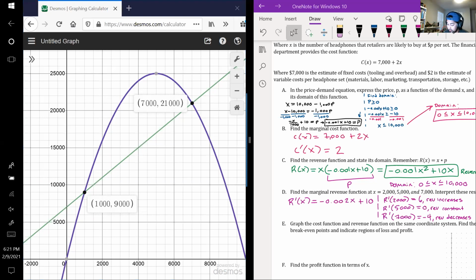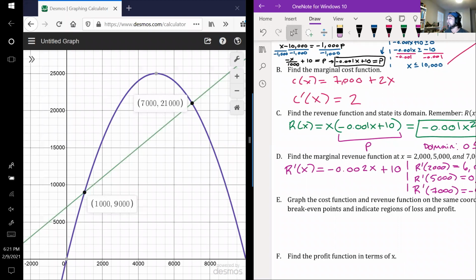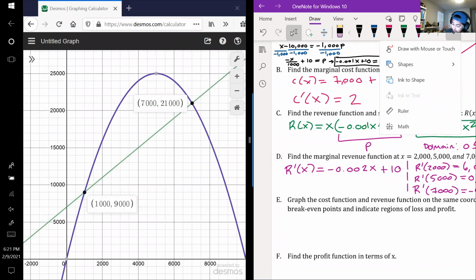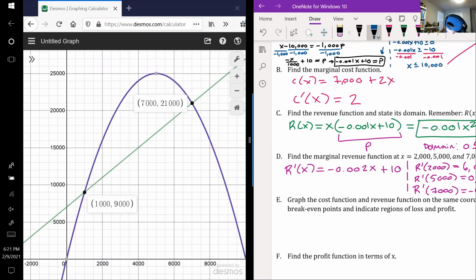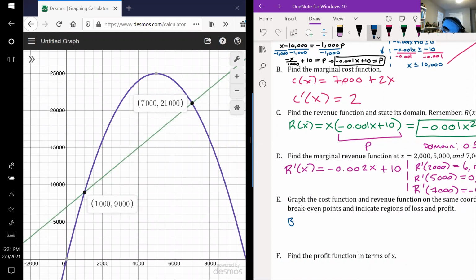Nice. And yes, you can do that on a test, because if you go the long way, you're going to take forever, right? All right. So I'll say our break-even points are at 1,000 and 9,000 and 7,000 and 21,000.